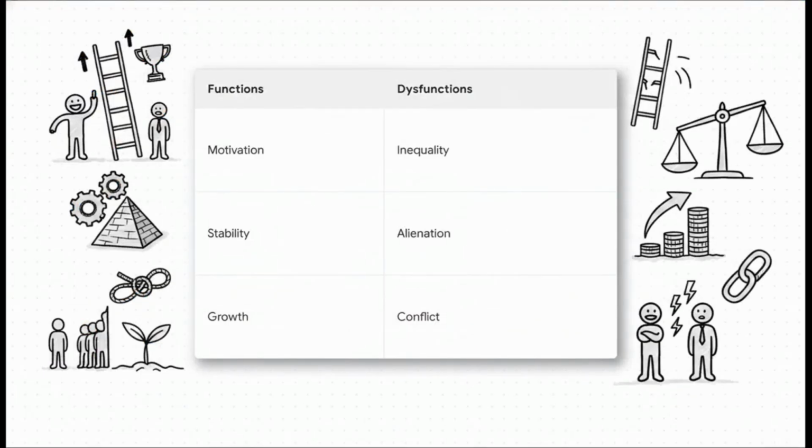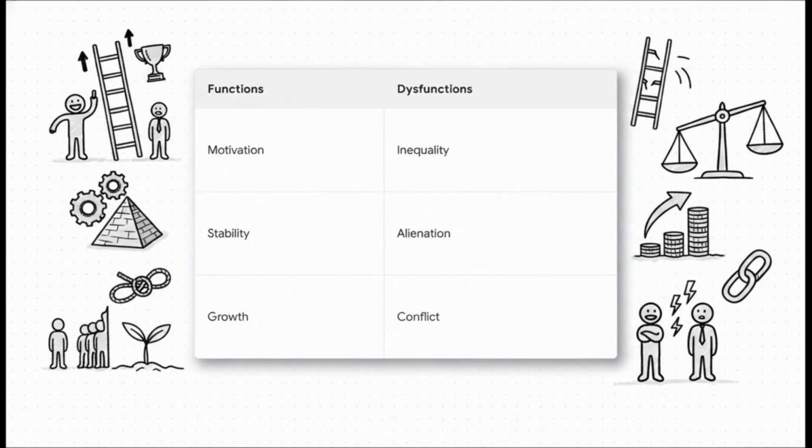The absolute core of this debate is captured perfectly right here. Let's look at the left side first, the functions. Supporters of the system argue it provides role allocation and motivation. Basically, the idea is that you have to offer bigger rewards, more money, more prestige, so that people will actually want to take on the most difficult, stressful, or demanding jobs. They argue this creates overall stability and drives economic development for everyone. Okay, fair enough. But now look at the dysfunctions on the right.